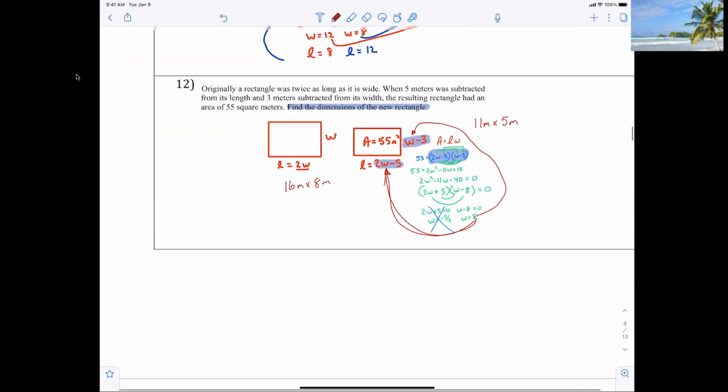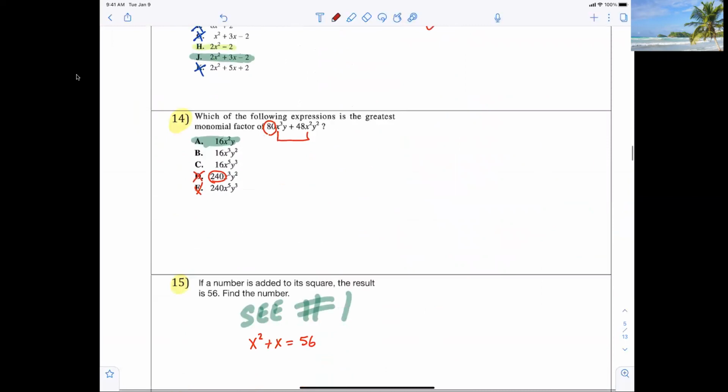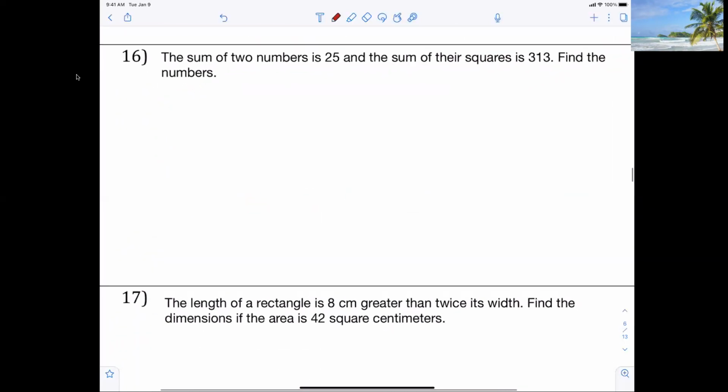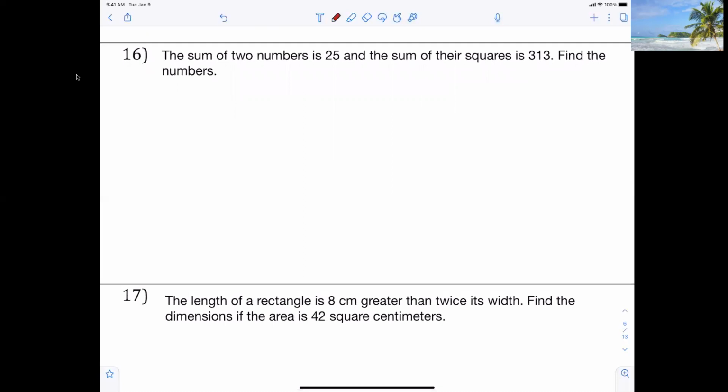All right, moving forward now, guys. Flip the page. All right, we've got work to do. I want everybody to set up 16. Give you 1 minute to set it up. I'm setting my timer right now. Then once you've got it set up, you can try to start solving it.